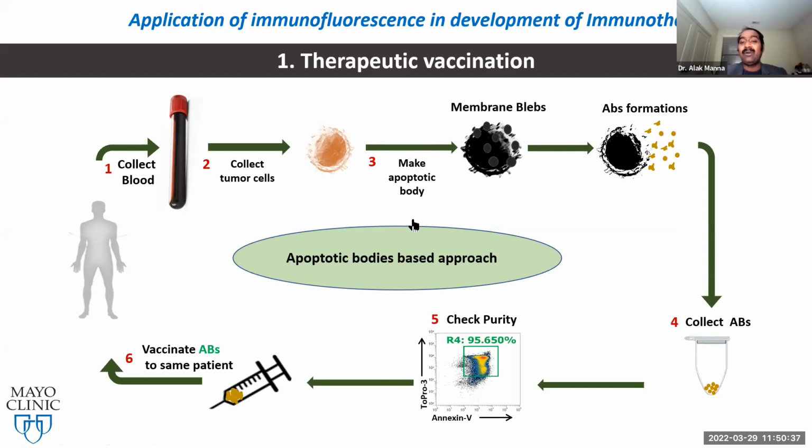but we made the apoptotic bodies, which are like membrane blebs, and then we isolate those membranes, so the apoptotic bodies, from here, and we collect those. Then we characterize those with a flow cytometer. We characterize those ABs, and then we prepare them for the vaccinations. So this is basically a flow chart of the therapeutic vaccinations that we develop.